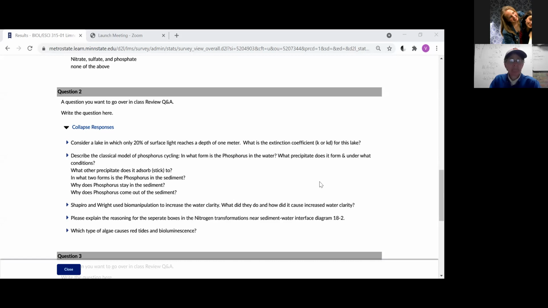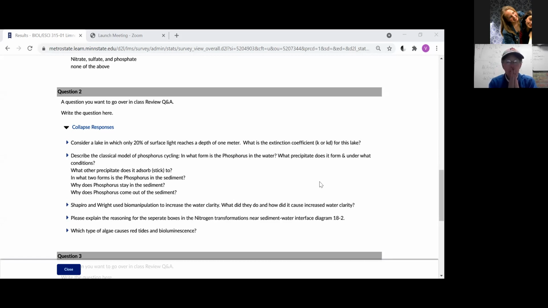Describe the classical model of phosphorus cycling. In what form is the phosphorus in the water? What precipitate does it form under what conditions? What other precipitate does it stick to? In what form is it in the sediments? Why does it stay in the sediment? Why does it come out of the sediment?